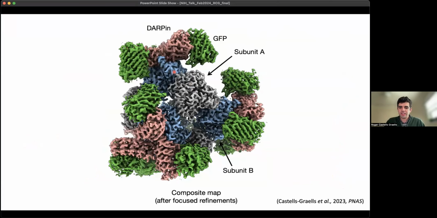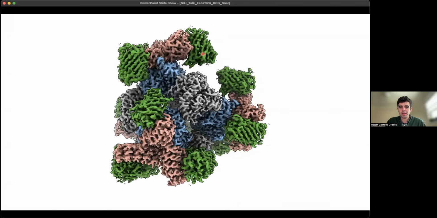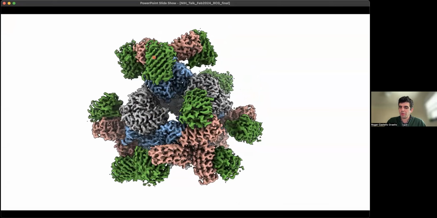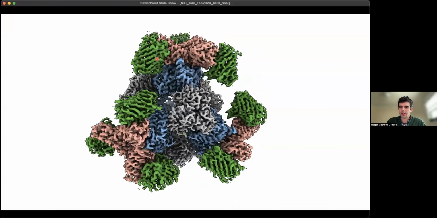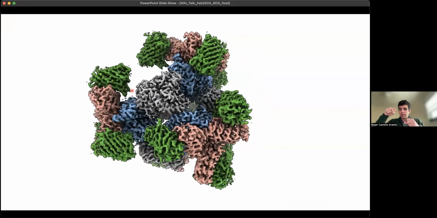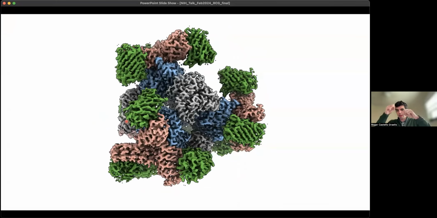And here, this is the composite map for this structure. And in gray and blue, there are the two components that make the protein cage. Then in salmon, we have the DARPins, and in green, we have the GFPs. And this assembly is tetrahedral, so we have 12 copies of the GFPs, and as you can see, they are in different orientations.